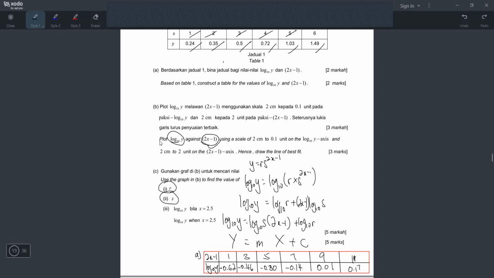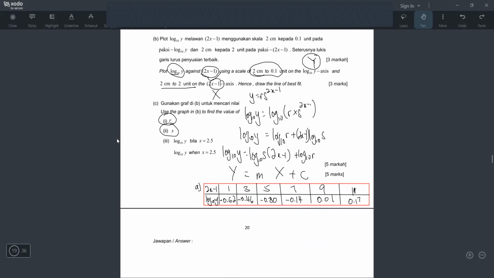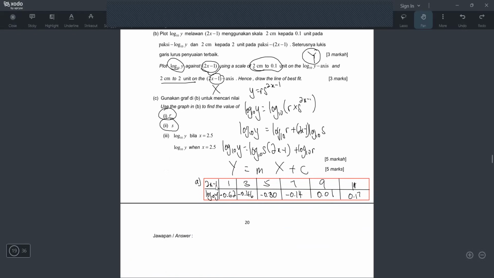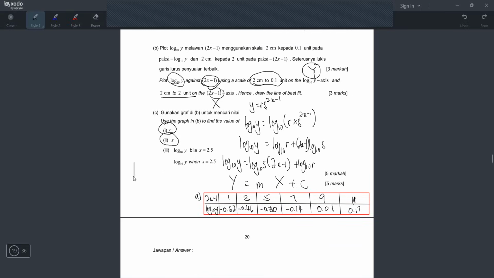I can continue with B. Plot log y against 2x minus 1 using this scale: 2 cm to 0.1 on the y-axis, and 2 cm to 2 units on the x-axis. Hence, draw the line of best fit. So let's go to the graph now. But before I go to the graph, you need to be careful, because there are some negative values. If all your values are positive, you can put your y-axis and x-axis at the bottom left like this, because if all positive, everything is in quadrant 1. But since this question has negatives, when I draw my y-axis, can I draw here?